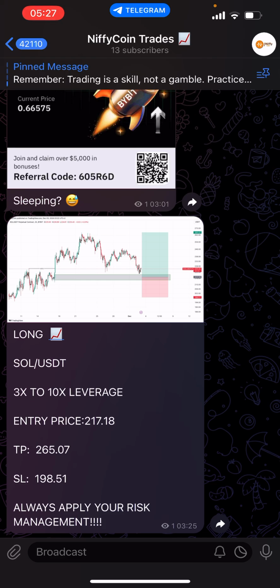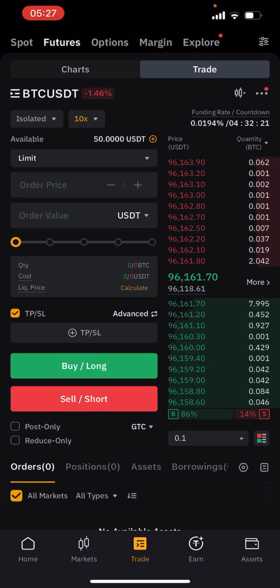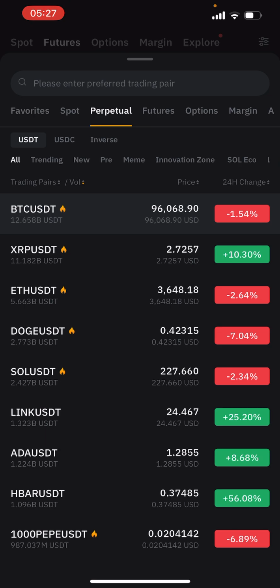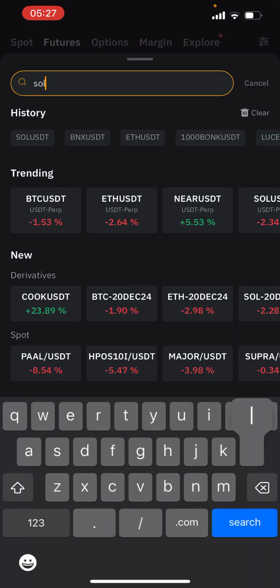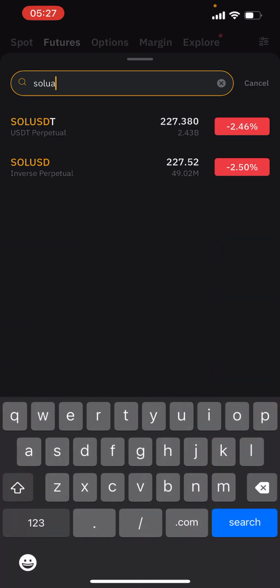But if you don't really know much, I will advise you should learn, go online, watch videos, read. It's good to know things. So for this particular trade, I think I'll be using 5X leverage. I'm not risking much on it. So the entry price is 217.18. Since I'm trading Solana, I have to search for SOL USDT.